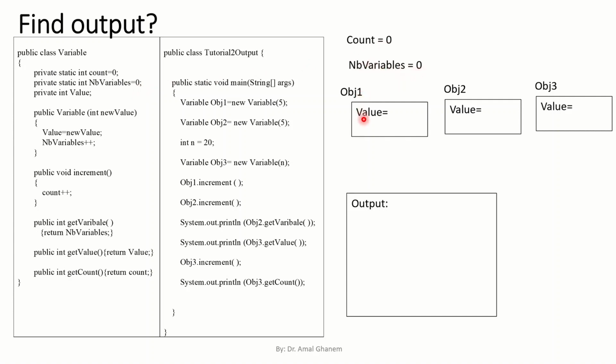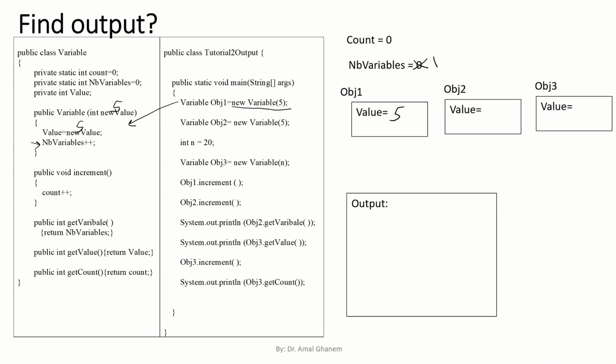Inside object 1, I will have value. Inside object 2, I will have value as well. Because here we have a statement that says a new object between bracket 5, it means I have to call the constructor and send the value 5. So take this value 5, save it in value, so we have value as 5, and increment number of variables. So number of variables will be 1.